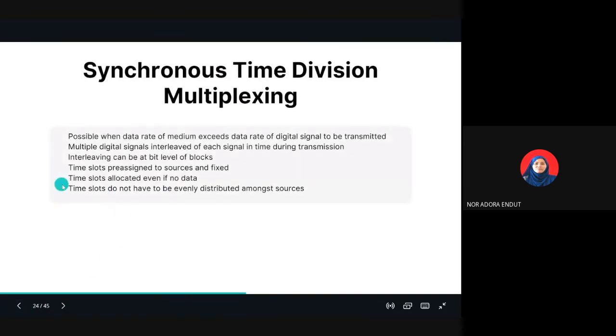Okay, so time slots are allocated even if there is no data and the time slots do not have to be evenly distributed amongst the sources. So in that case, even though we say the bandwidth needs to be larger, actually we do not use it. Right, because we fix it, it must be n times faster than the number of users, even though actually at peak time there are users who do not send data. Okay, understand that concept?